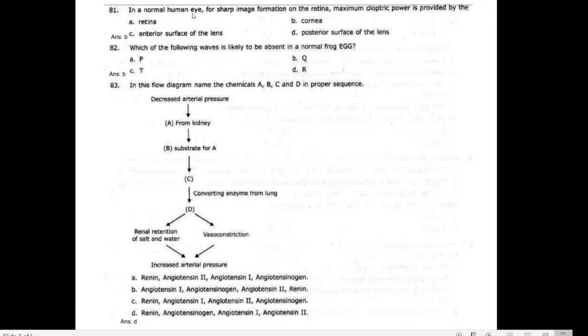In a normal human eye, for sharp image formation on the retina, maximum dioptric power is provided by which organ? It's provided by the cornea. In the normal human eye, for a sharp image formation on the retina, the maximum dioptric power is provided by the cornea. Okay, it's a direct question. It's a full principle about the eye.